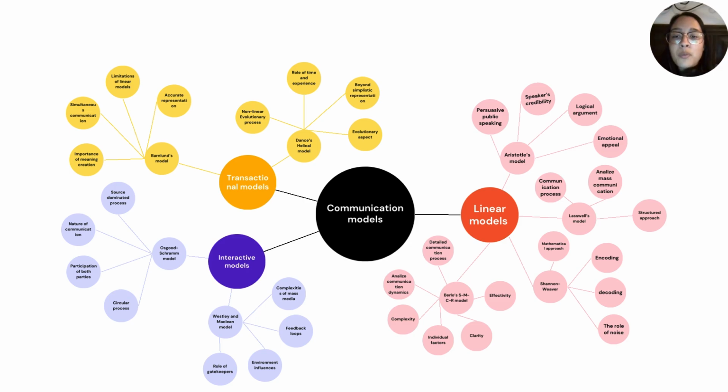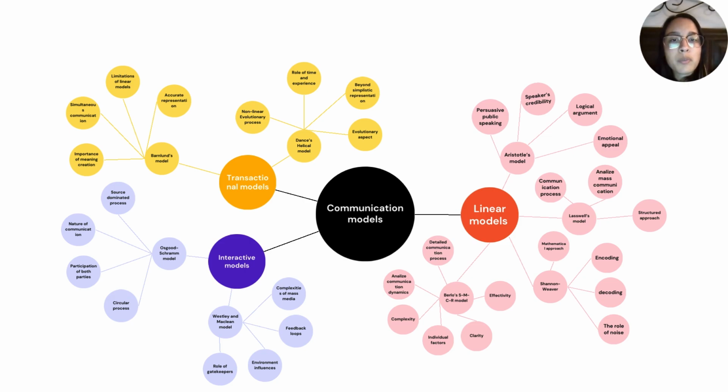The Lasswell communication model describes who says what, which channel is used to convey the message, who the message is aimed at, and what effect the message has. The components of this model are the communicator, the message, the medium, the receiver, and the effect. It applies to advertising, for example.